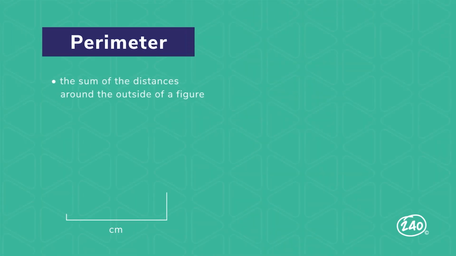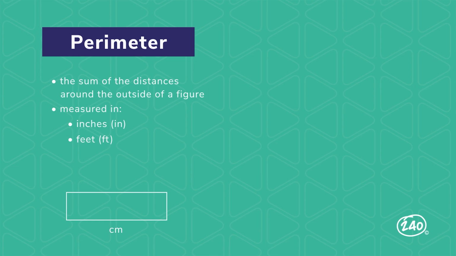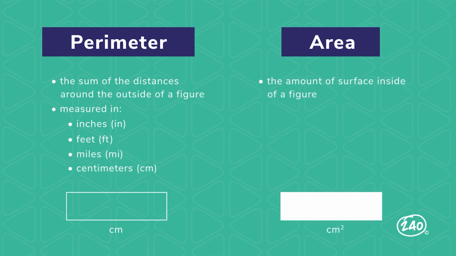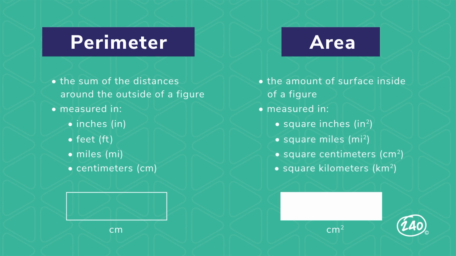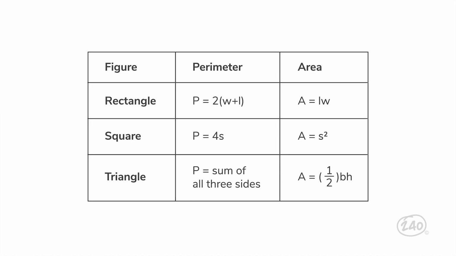The perimeter is the whole distance around the outside of a figure. It is a one-dimensional measurement, so it always has to be labeled in units such as inches, feet, miles, or centimeters. The area is the amount of surface inside a figure. It is a two-dimensional measurement, so it will be labeled in square units, such as square inches, square miles, square centimeters, or square kilometers. Here are the formulas for finding the perimeter and area of squares, rectangles, and triangles. See? Super helpful.